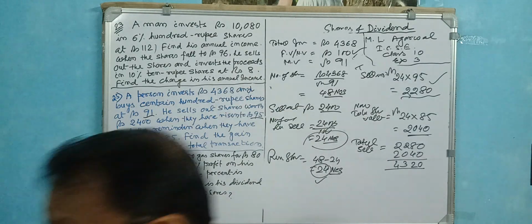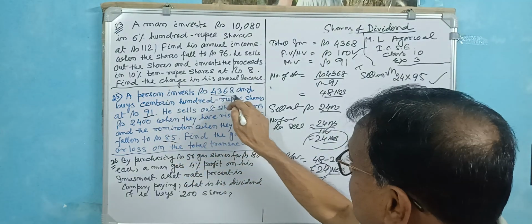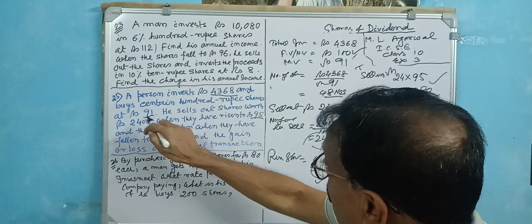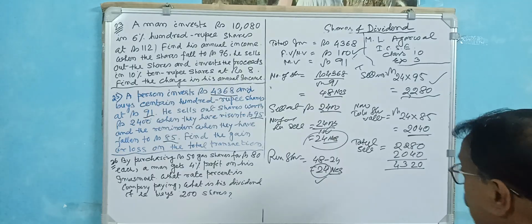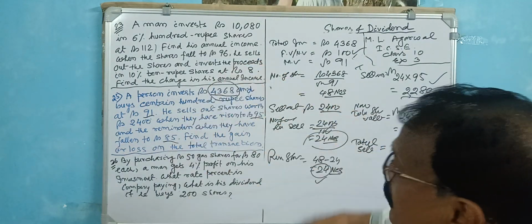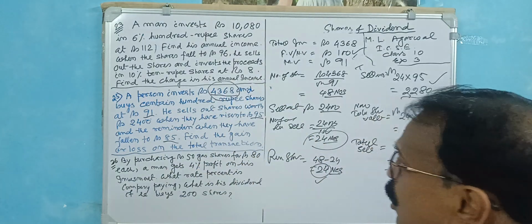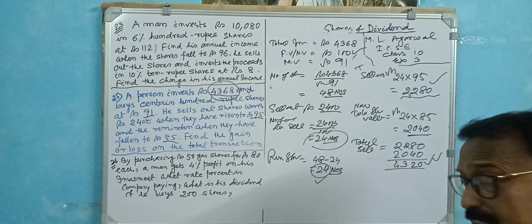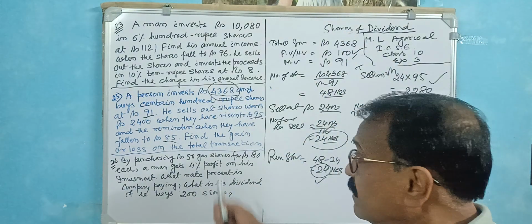This is the total collection. That means he sells out all the shares. A person first invested and bought some shares when the price was 91, but ultimately they sell out all these shares and the total collection is this. But actually, what is his investment? This is his investment. So, find the gain or loss. 4368 is the investment, but ultimately he sells out all the shares in this. So, what is actually this? This is the loss.